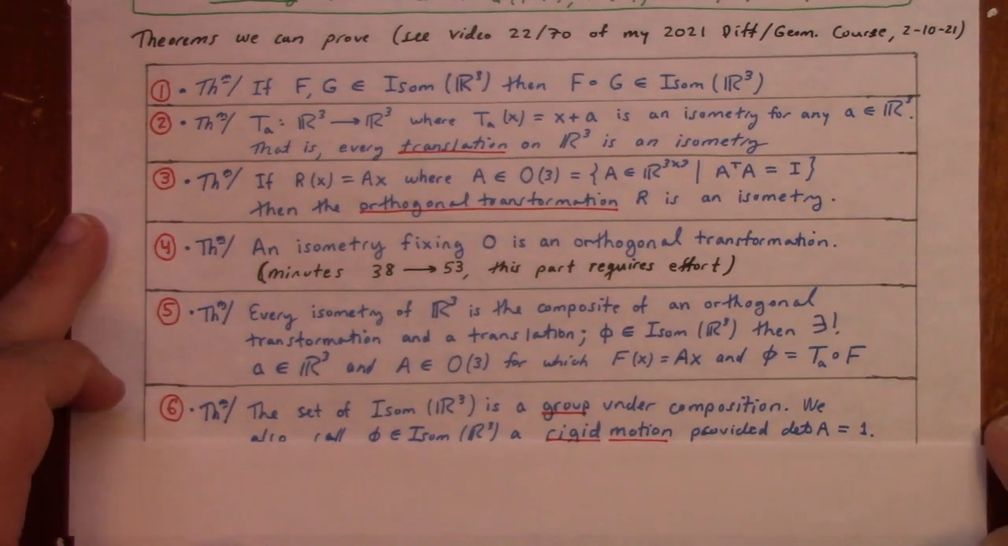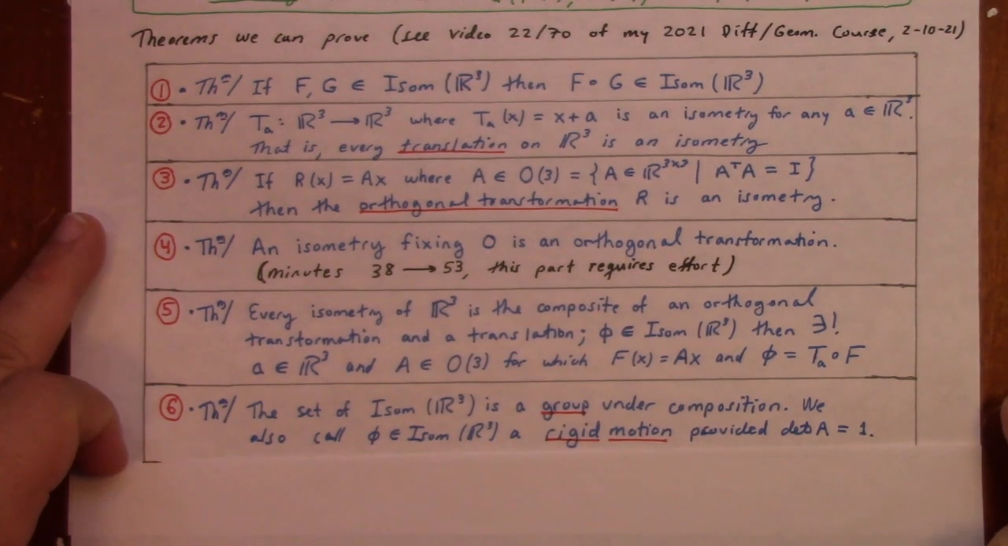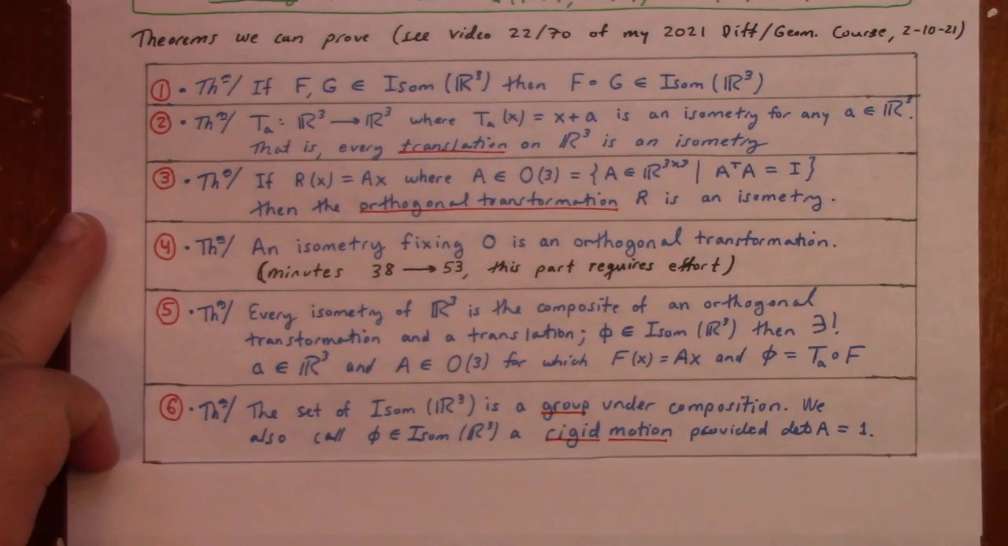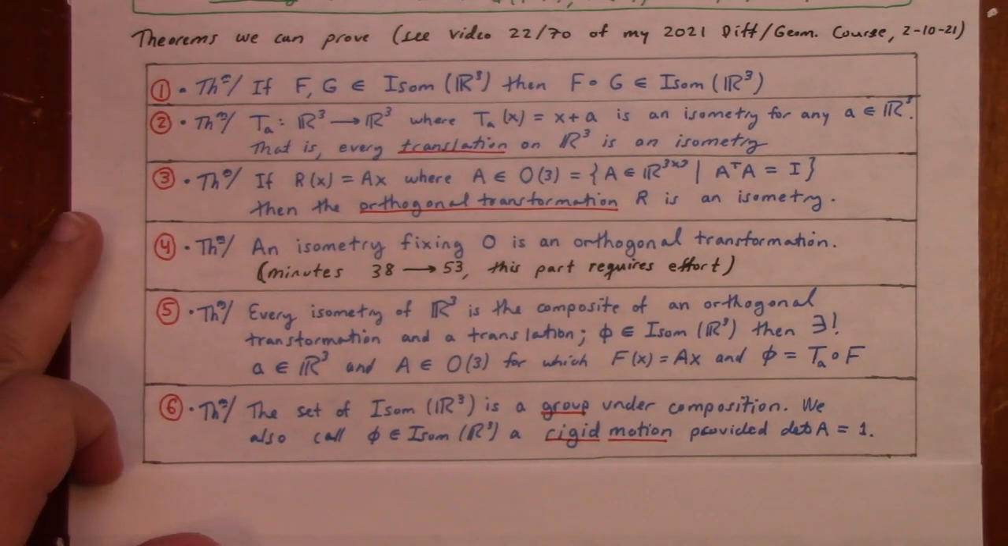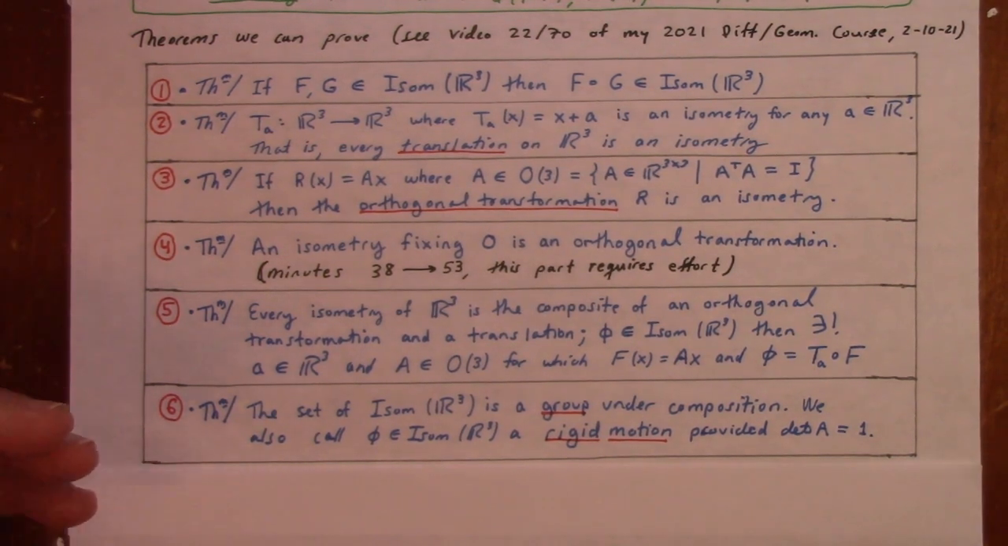And then 6. The set of isometries of R3 is a group under composition, and in fact we call an isometry of R3 a rigid motion, provided the determinant of the orthogonal piece of it is 1. And the reason it would be called a rigid motion in that case is that if the determinant is not equal to 1, it means that you can turn things inside out.